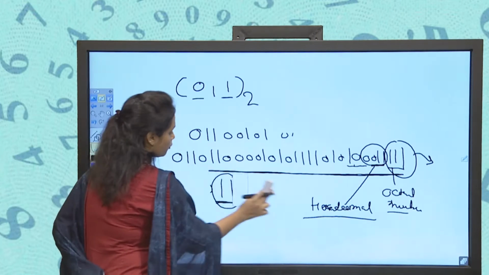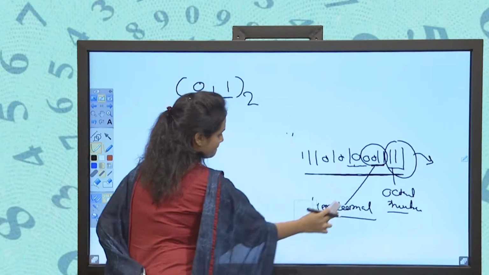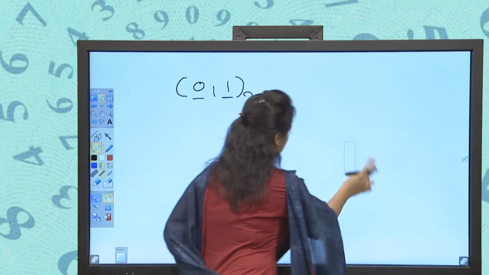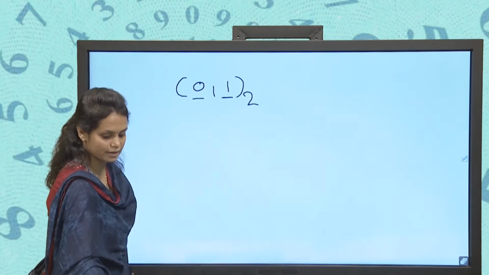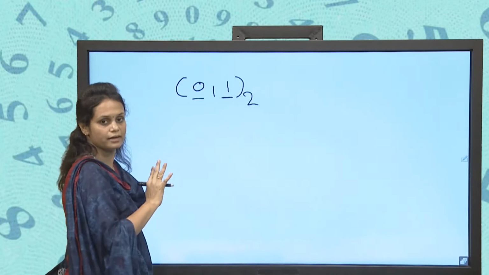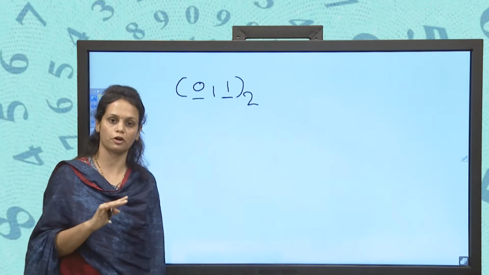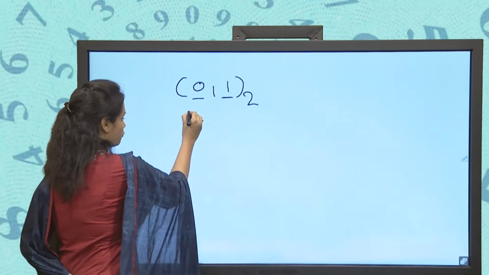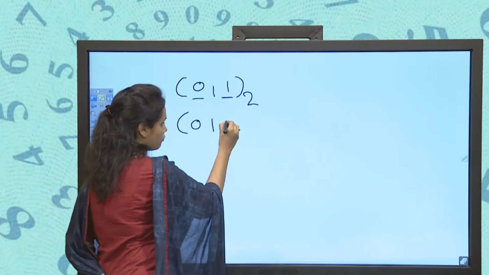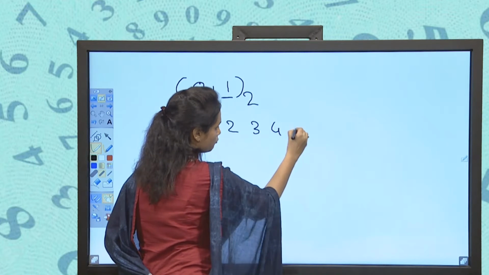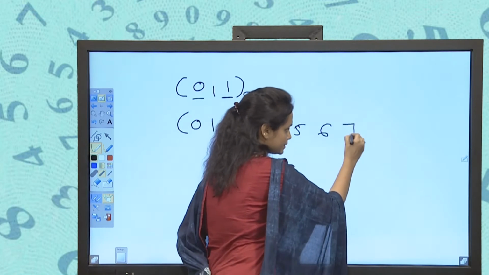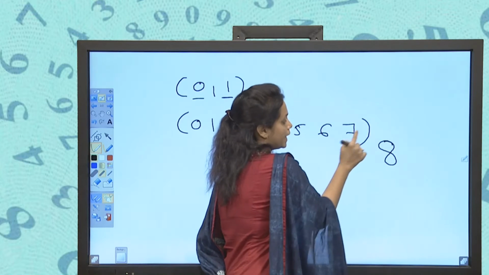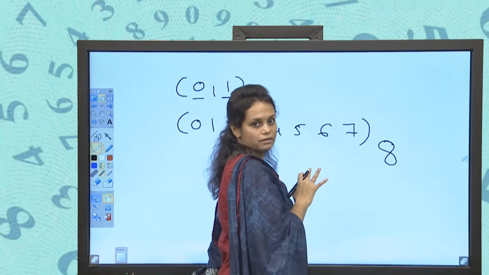Now see, what is the base for the octal number and what are the symbols used in the octal number? This is the binary number and these are the symbols for the binary numbers. Now what is the base for the octal number and which symbols can be used in it? We can use the symbols 0, 1, 2, 3, 4, 5, 6 and 7. Why? Because this is the octal number, 8 must not be there, right?